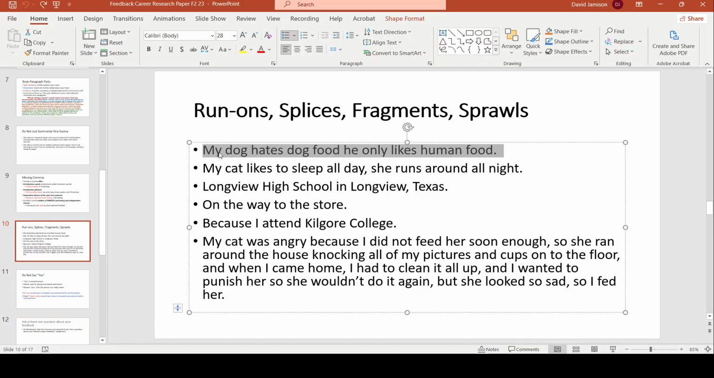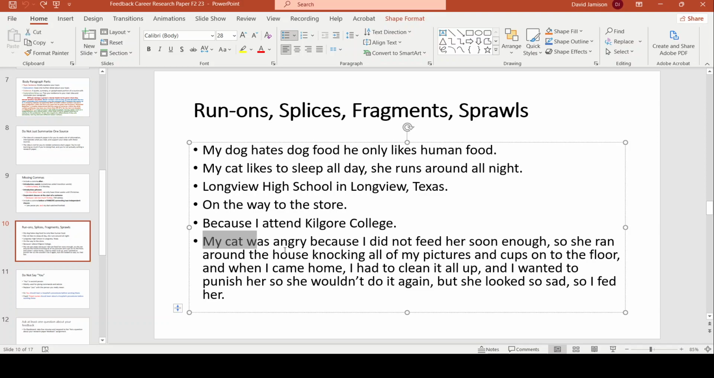This is a run-on. My dog hates dog food. He only likes human food. This one is a comma splice. My cat likes to sleep all day. She runs around all night. This one is a fragment without a predicate. Longview High School in Longview, Texas. This one doesn't have a subject. On the way to the store. This one is an incomplete thought because I attend Kilgore College.